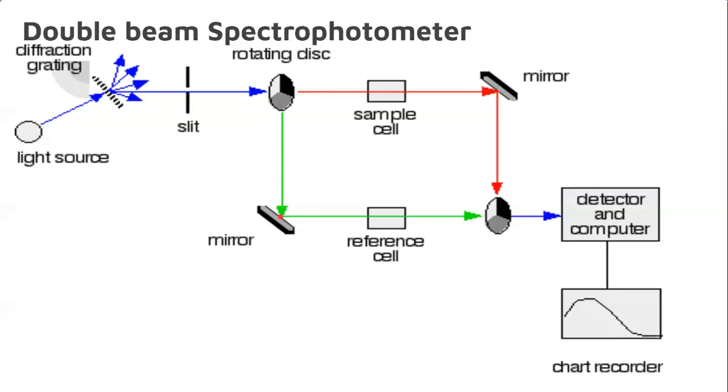And then here what happens is it bounces back, that means it will be reflected again, and then it is sent into the reference cell. And the light which falls on the black section will be absorbed completely.